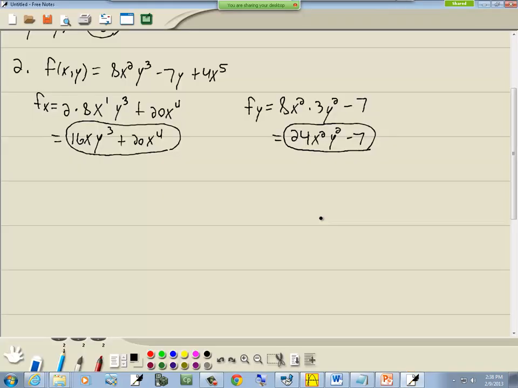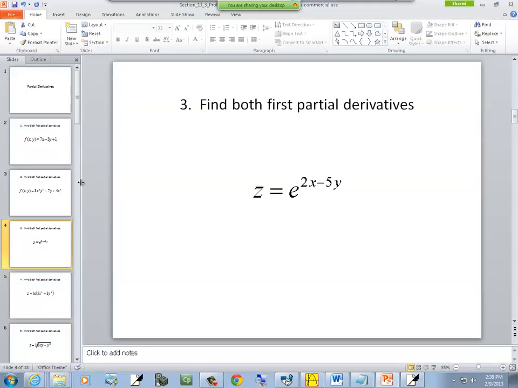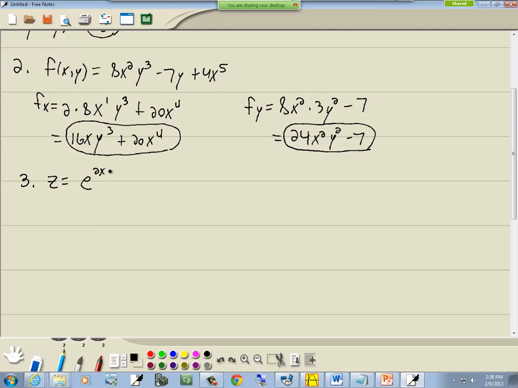Number 3. We have z equal to e to the 2x minus 5y. I like this notation up here really well because it's so easy to write, and as you take second partial derivatives, third partial derivatives, it's so much easier to keep track of everything. On this one, the partial derivative notation is going to look like this. We're going to take the partial derivative of z with respect to x.